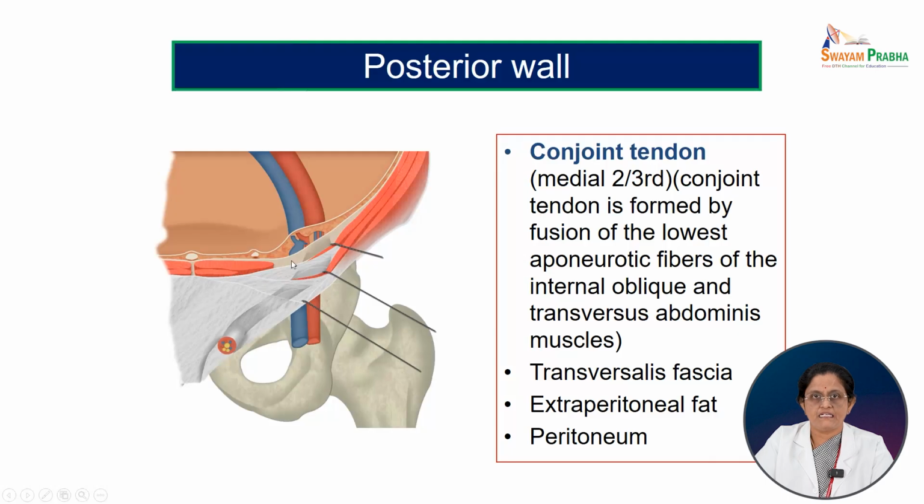Suppose there is a weakness of the conjoint tendon, contents of the abdomen can push through the posterior wall and herniate out. The patient will present with swelling in the groin. So, that becomes a direct inguinal hernia. So, this is the posterior wall.